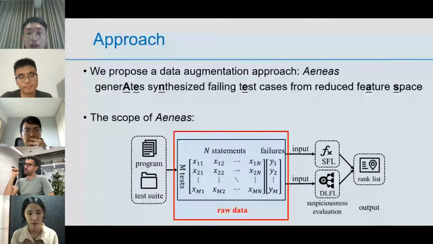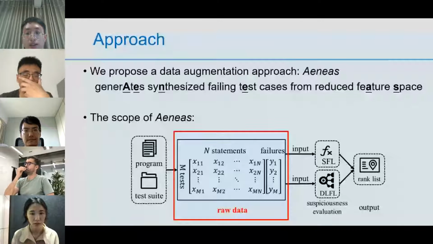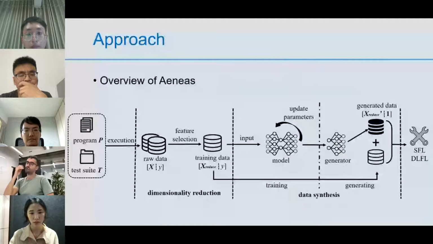So we propose a data augmentation approach, ANIS, which generates synthesized failing test cases from a reduced feature space for more precise fault localization. Our approach focuses on the raw data rather than the test cases in the original test suite or the fault localization algorithms. Our approach includes two stages, namely dimensionality reduction and data synthesis.